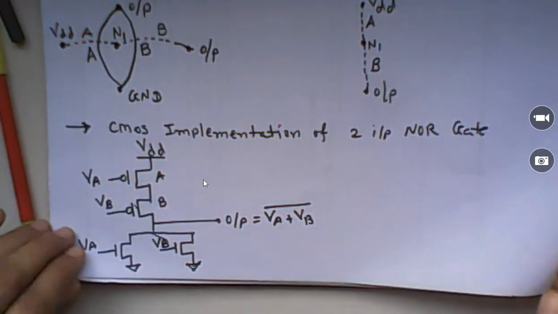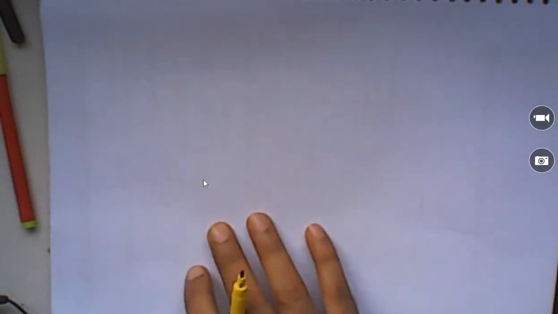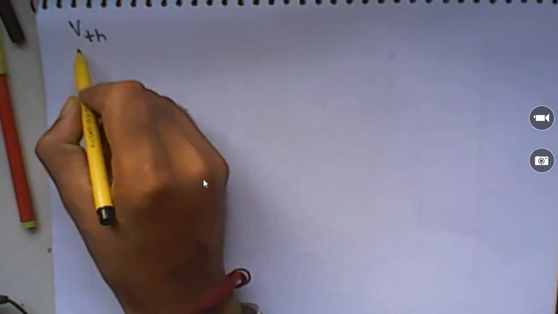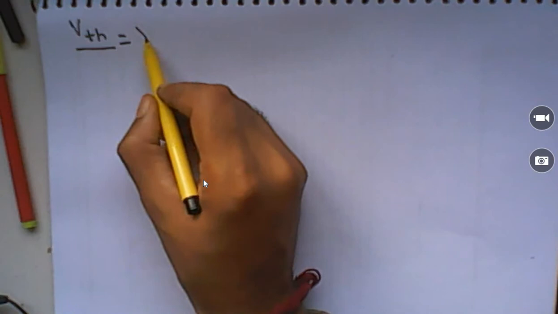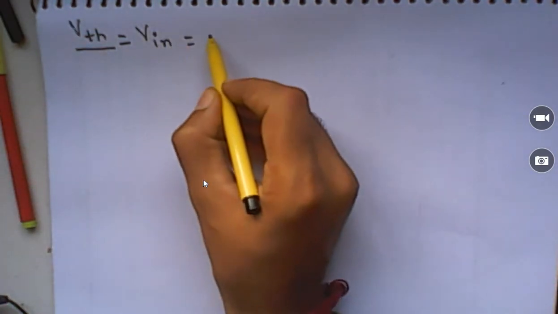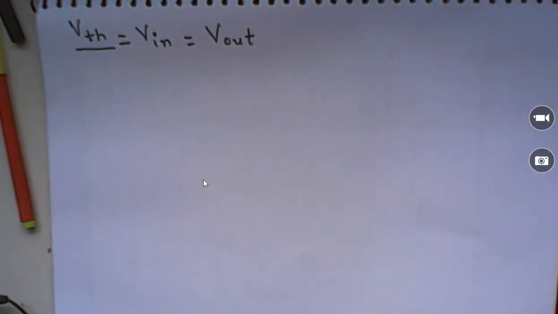Now in a CMOS inverter, the design parameter is the threshold voltage, because in a CMOS inverter VOL tends to be 0, right? So the design parameter in a CMOS inverter is the switching threshold voltage. The switching threshold voltage defines the point when the input and output are equal. When the input is at the switching threshold, at that time input and output are equal. So let's find the switching threshold for this two input CMOS gate.